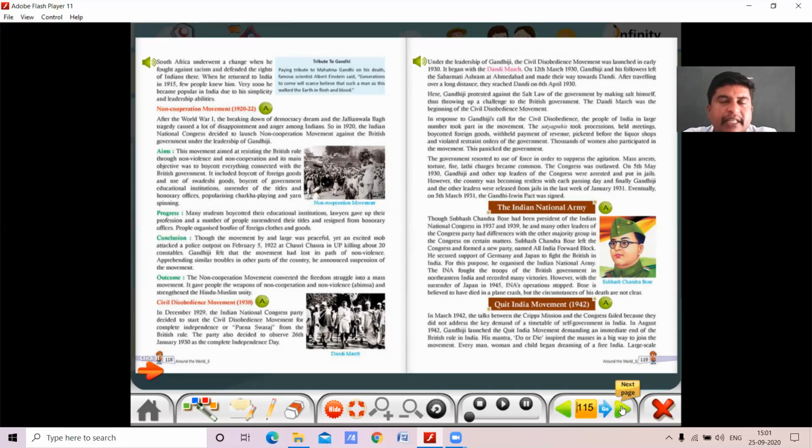When he returned to India in the year 1915, few people knew him. By that time, most of the people came to know about Mahatma Gandhiji. Very soon, he became very popular in India due to his simplicity and leadership abilities and qualities. Now, how did Mahatma Gandhiji react to the Jallianwala Bagh?